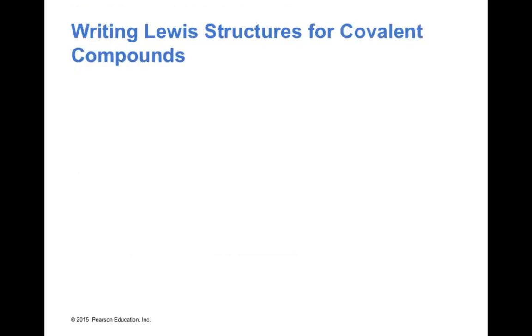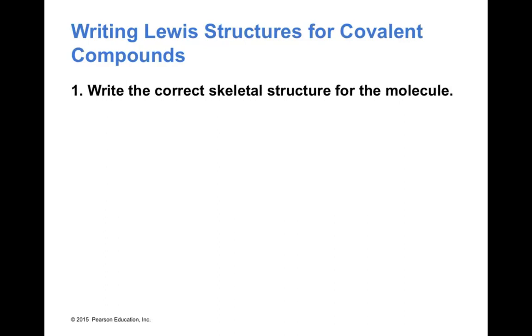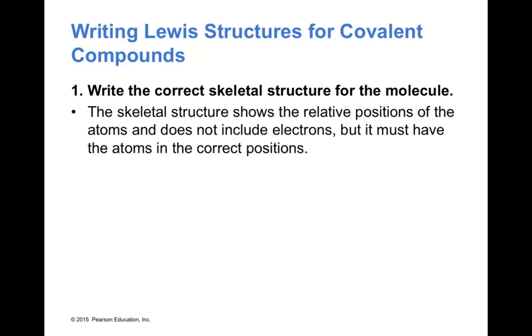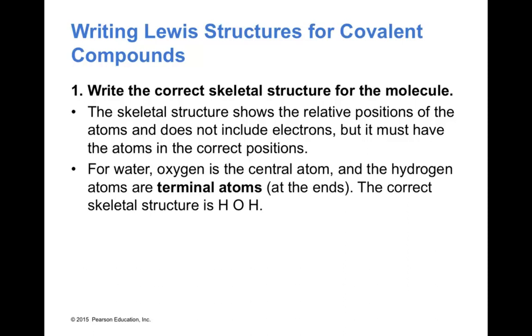So let's write structures for covalent compounds. I'm going to first show you some rules, and then we're going to do some examples. So first, write the correct skeletal structure for the molecule. The skeletal structure shows the relative position of the atoms and thus does not include electrons, but it must have the atoms in the correct position. For water, oxygen is the central atom and the hydrogen atoms are terminal atoms at the ends. The correct skeletal structure is HOH.